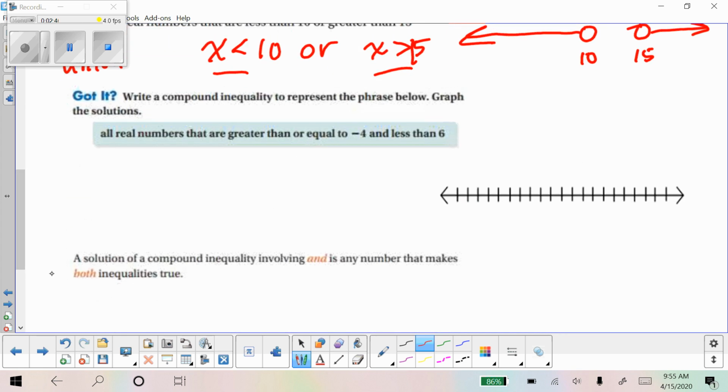Okay, so why don't you go ahead and try this one. It would be a good time to pause, and then you can check back and see if you got the solution correct.